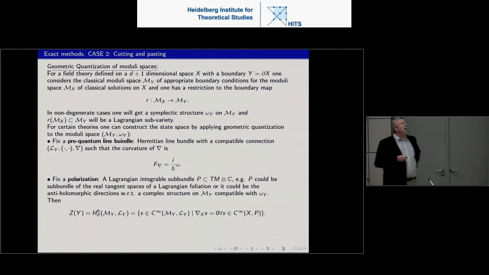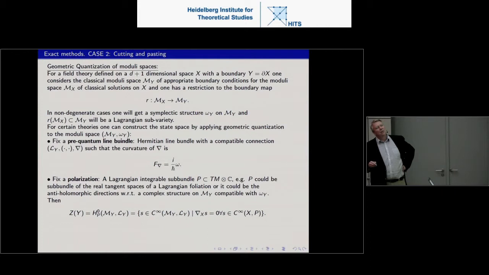And there is a prescription for how to quantize finite dimensional symplectic manifolds. Namely, what you do is you first assume or fix, I mean, this doesn't always exist, but if it exists, you fix a Hermitian line bundle with a compatible connection in such a way that the curvature of this connection is given by the symplectic form. And then you fix a polarization. This is a Lagrangian integrable subbundle of the complexified tangent bundle. And this P here could either be a real polarization, which means it's just the tangent spaces to a Lagrangian foliation, or it could be the anti-holomorphic directions with respect to some complex structure on this moduli space, such that the whole thing is Kähler with respect to the symplectic form.